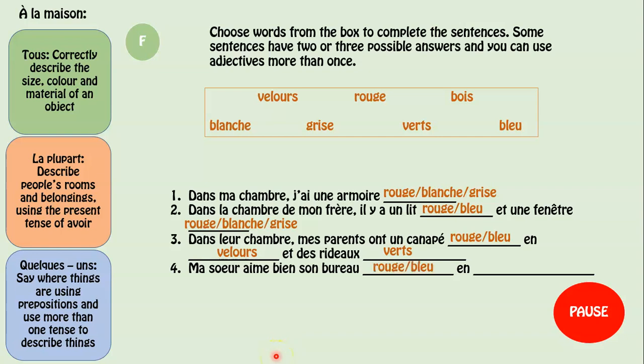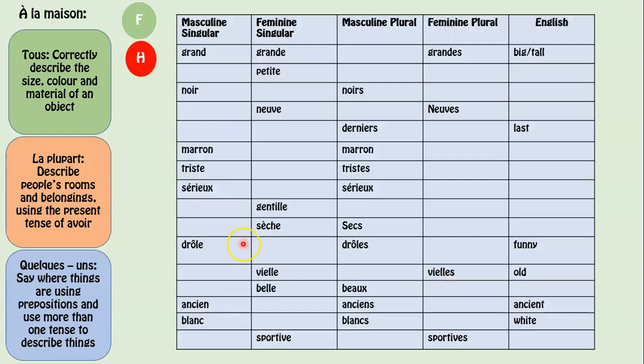And ma sœur aime bien son bureau rouge ou bleu for the same reasons as we said, en bois. And the reason we've got un canapé en velours and un bureau en bois, you don't often get a desk made of velvet and a sofa made of wood, do you? But grammatically they would be fine. Okay.